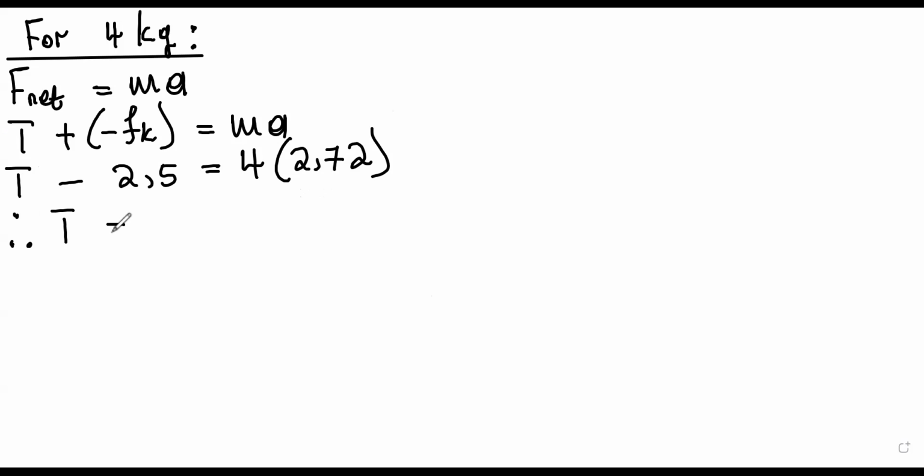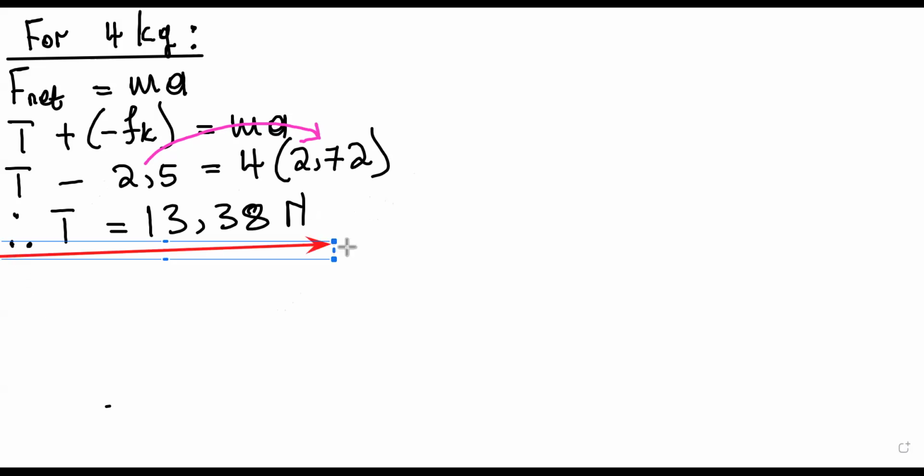So in order for us to find the tension, we just take this 2.5 to the right and it becomes positive, all right? So in other words, we have 2.5 plus 4 into 2.72. And we find that the magnitude of the tension in the spring will be 13.38 newtons. And if you said this, the marker is going to be so happy that he gives you all the marks.